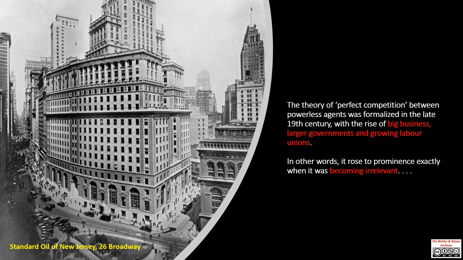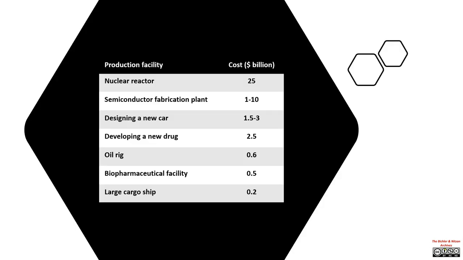By the end of the 19th century, we see the rise of bigness, big business, large governments, and growing labor unions. This transformation was very important, and if we fast forward to the present, we can easily see why. The cost of constructing new productive capacity can be staggering. A nuclear reactor, for example, can cost up to $25 billion. A semiconductor plant can cost up to $10 billion, and designing a new car or developing a new drug up to $3 billion, and so on. These facilities are all built to yield profit for many years to come, so they depend on predictable demand. And predictability doesn't sit well with consumer sovereignty.